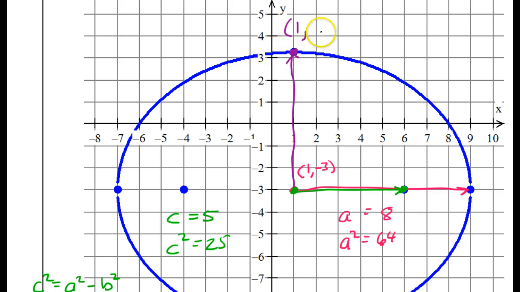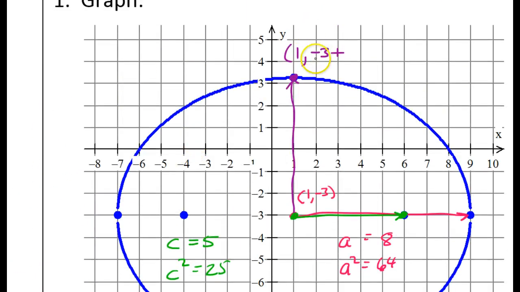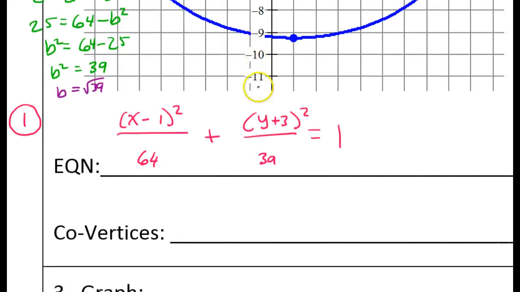So for the y value, you need to start with the center. The y value of the center is -3. So it's going to be -3, and then plus the b value, because I'm going up by the b value. Well, of course, if b squared is 39, that means b is equal to the square root of 39. So that's why we will have -3 plus the square root of 39. Okay, so that is the co-vertex at the top.